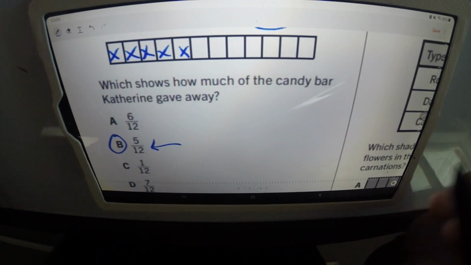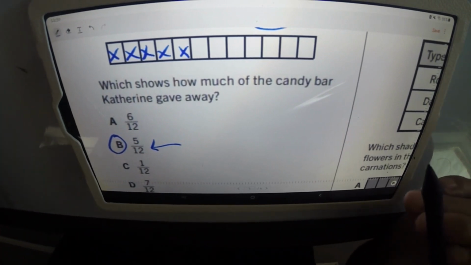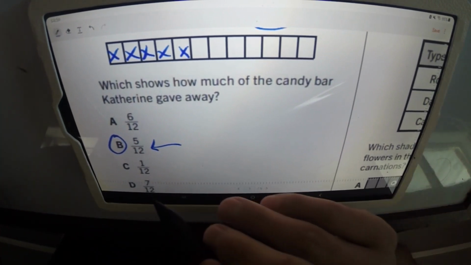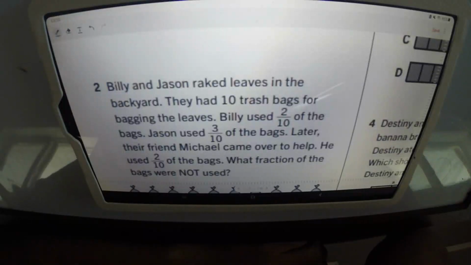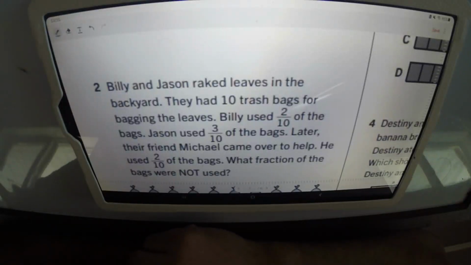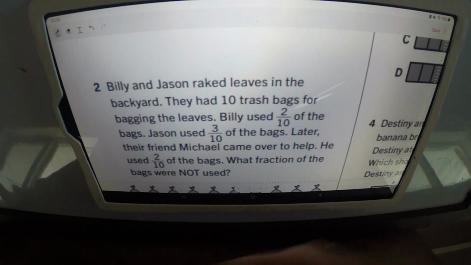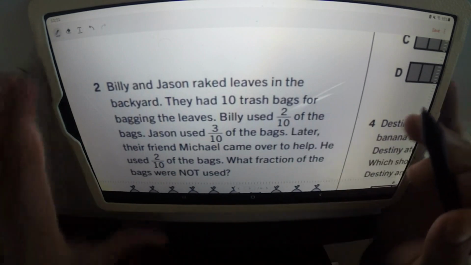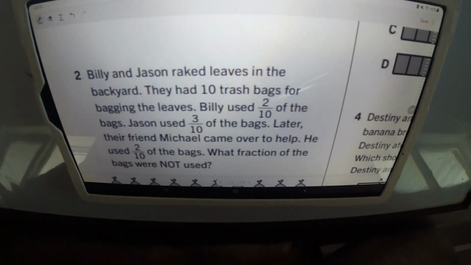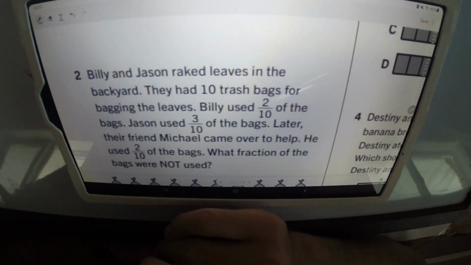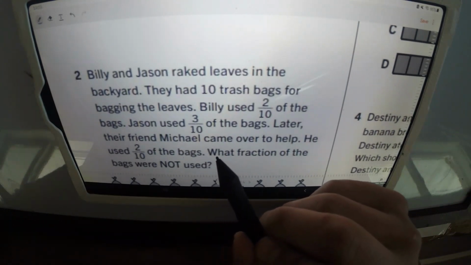So this first section, this Monday one, is kind of easy. So we're just going to go through it kind of quickly. Anyway, B is the answer. On to number 2. Billy and Jason raked leaves in the backyard. They had 10 trash bags for bagging the leaves. Billy used 2 out of the 10. This is another way to read this: 2/10 of the bags. Jason used 3/10 of the bags.